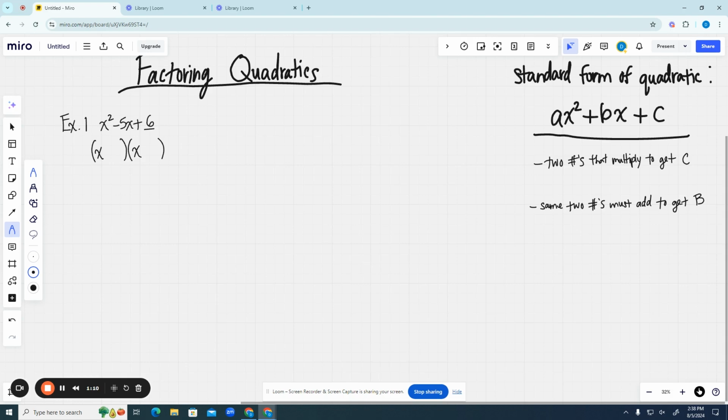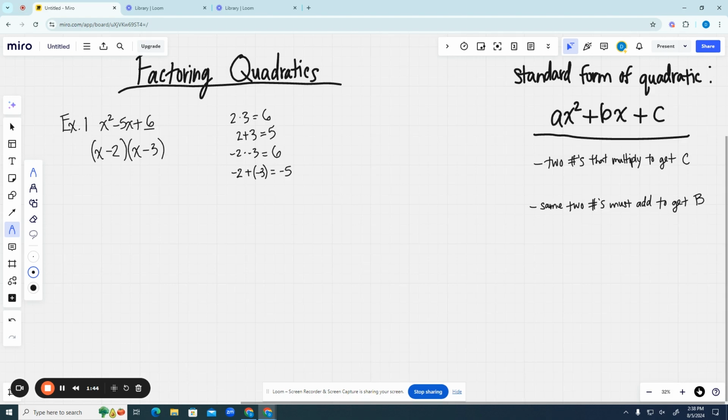And just by looking at this one, you can tell that 2 and 3 will multiply to give us 6, and 2 plus 3 will add to give us 5. But the 5 is negative, so we have to account for that. So you're just going to make both of these negative because that will still give you positive 6, but if you add them, it will give you a negative 5. So that's how we get that to work out. So our two numbers in here are going to be -2 and -3.